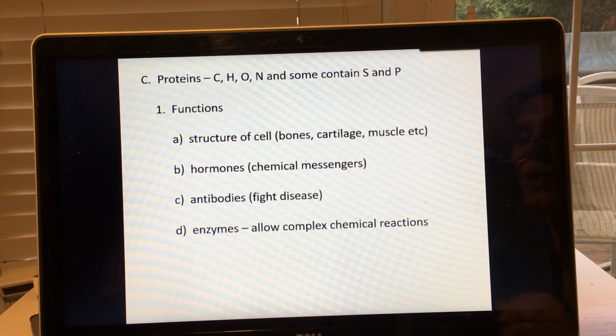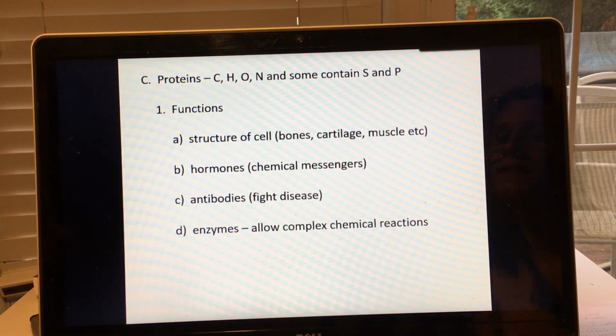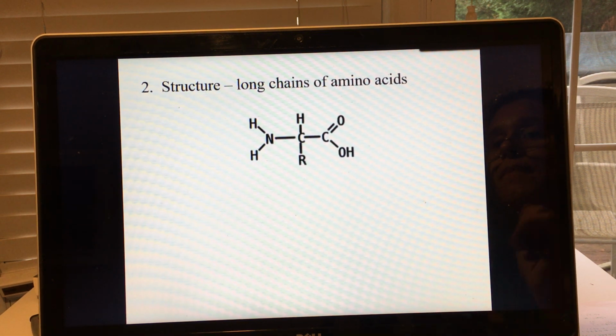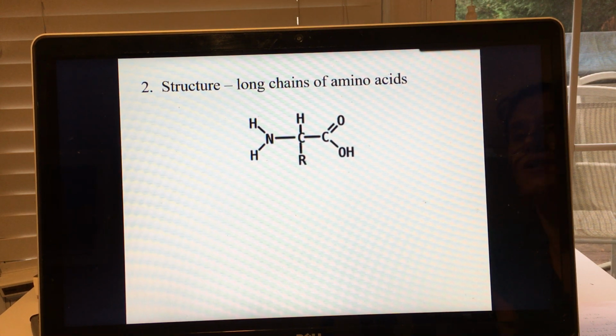And enzymes. We're going to have a whole video lecture on enzymes specifically, but enzymes allow complex chemical reactions to occur at a faster pace than they would normally, without the presence of enzymes. And so pretty much every biological reaction that happens in our body requires its own specific enzyme to catalyze that reaction. So now let's talk about the structure.